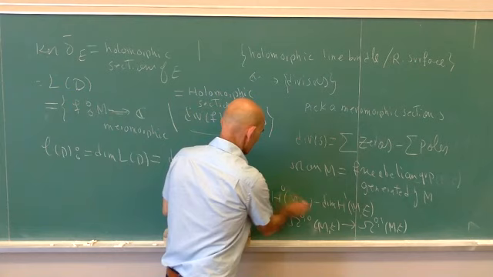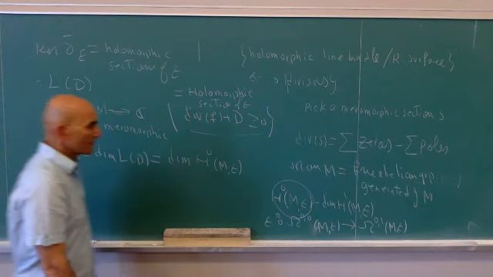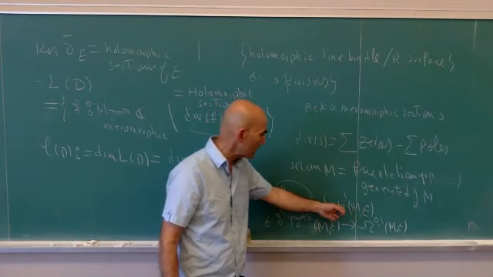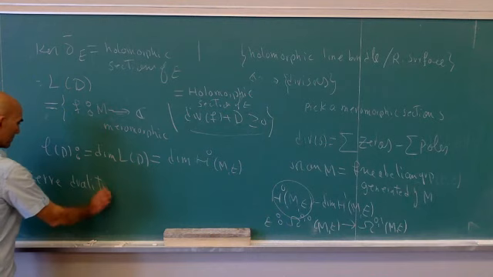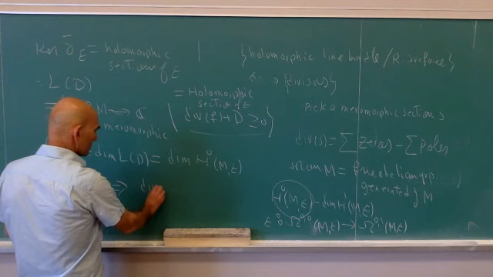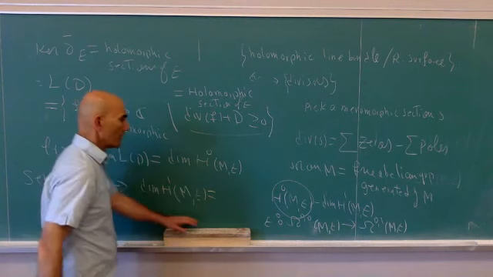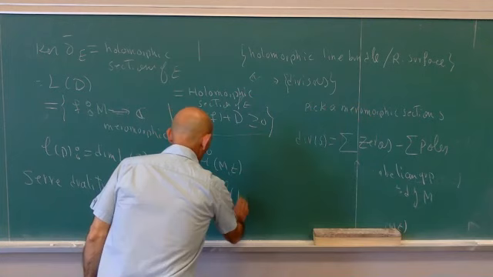Okay. And with some work, which needs a non-trivial result called Serre duality, you can show that this is also the dimension of H0. So let me just write it. Serre duality shows that the dimension of H1 of M, E is actually equal to l of K minus D. So this was the canonical divisor.